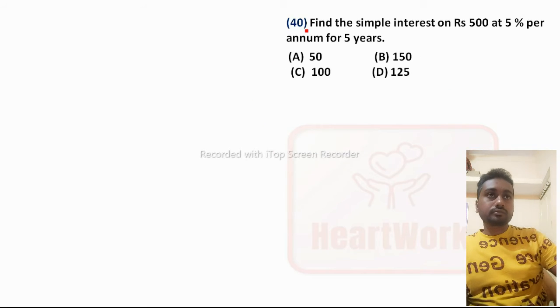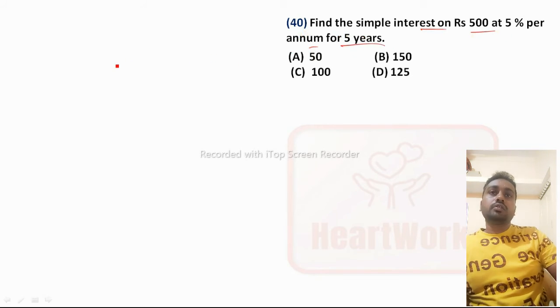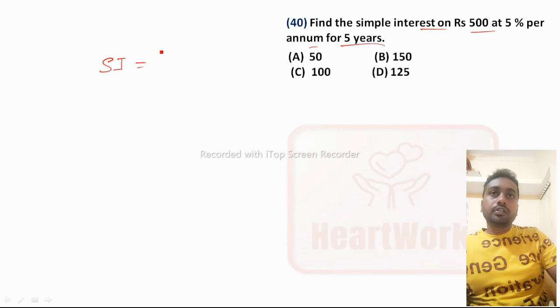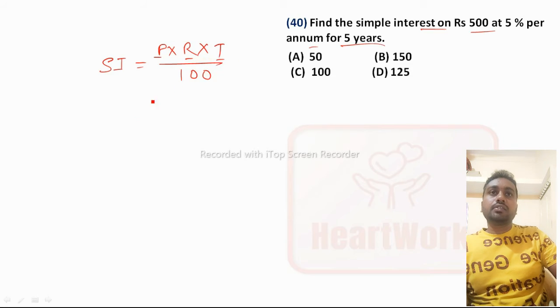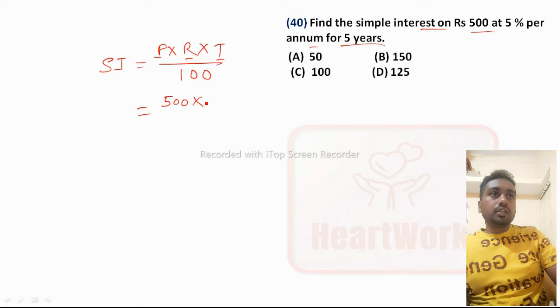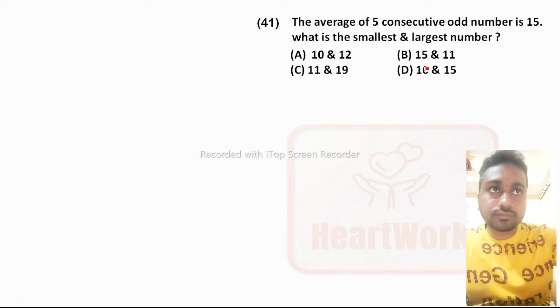Okay. Next, find the simple interest on rupees 500 at 5% per annum for 5 years. Okay, so we need to find simple interest. Simple interest is P into R into T divided by 100. P is principal amount, R is rate, and T is time. So here all things are given. Principal amount, how much it is? 500. Rate is 5% and time is 5 years, divided by 100. So it will be 5 into 5 into 5, that is 125. So simple interest is 125. Option D is the right answer.